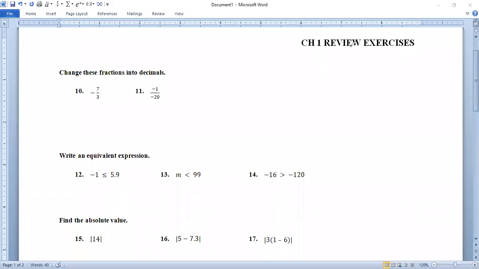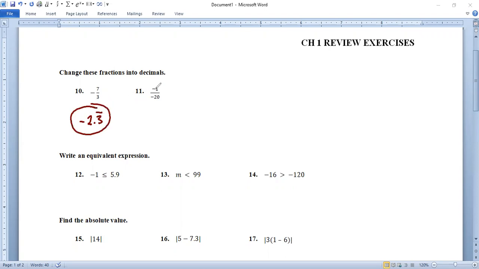Here we are in Chapter 1 review exercises, numbers 10 through 17. Number 10, change these fractions into decimals. -7/3. We punch that in the calculator and we get -2.3333 on forever. So put that bar on top of it to signify that 3 goes on forever.